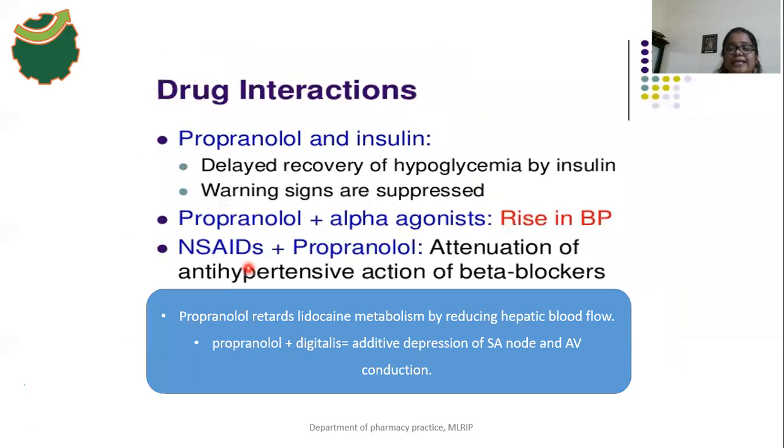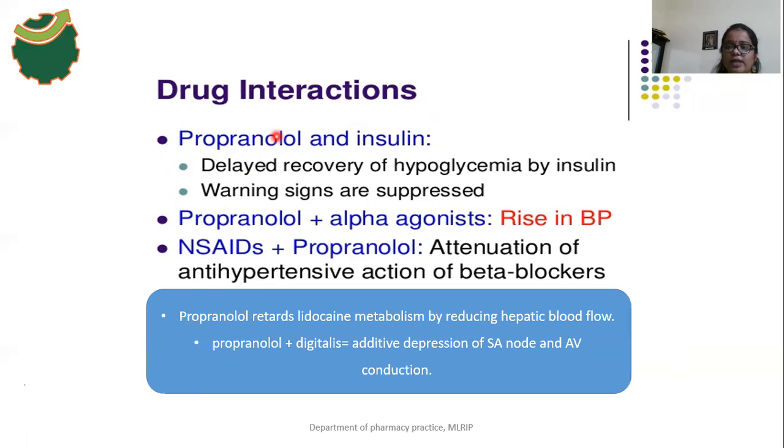Next is drug interactions. The first drug interaction is propranolol along with insulin. What are the metabolic effects of propranolol? The glycogenolysis process is reduced, and the lipolysis process is also reduced. Glycogenolysis being inhibited means hypoglycemia occurs, because there is no breakdown of glycogen.